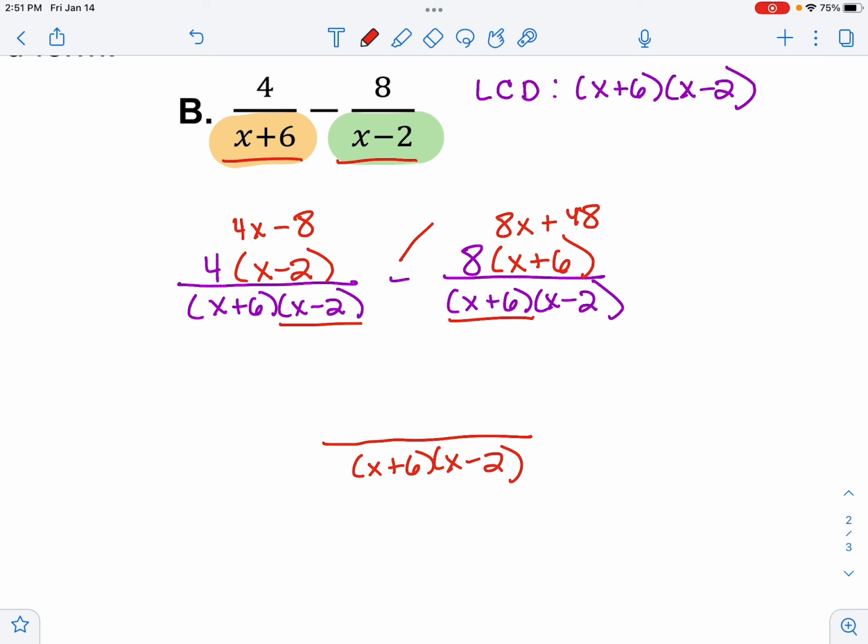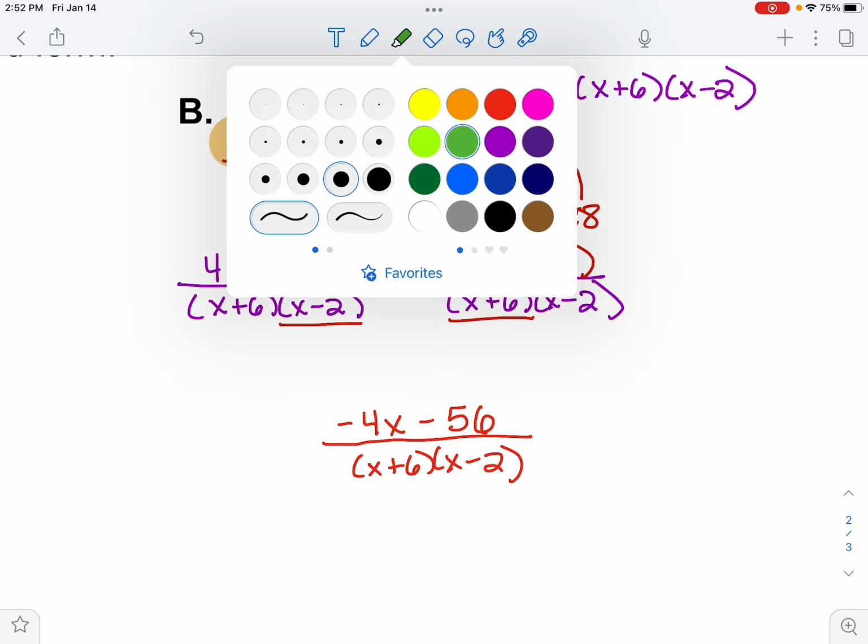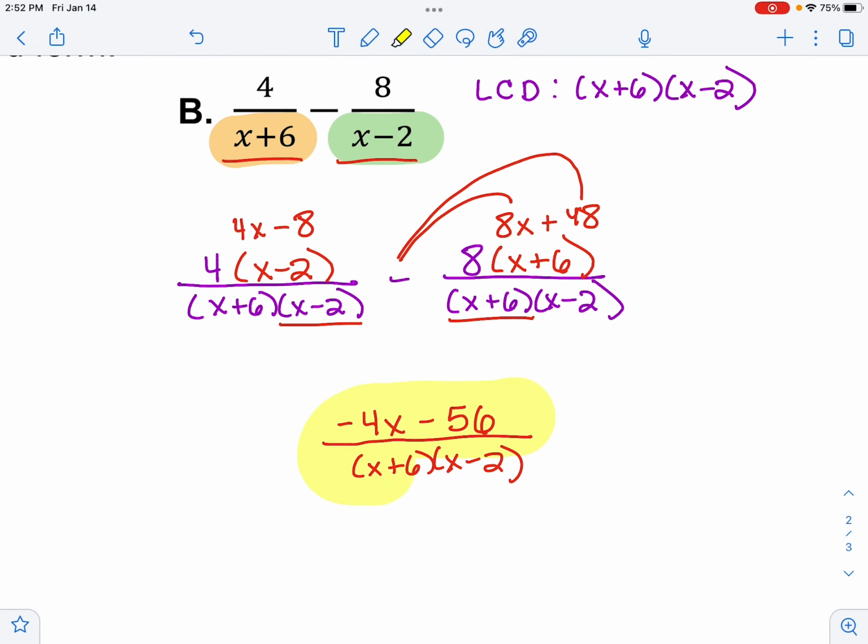And what you have to be careful of is that you need to subtract the 8x and you have to subtract the 48, okay? So you end up with 4x minus 8x is negative 4x, and then negative 8 minus 48 is negative 56. Okay, you could take out a negative 4, you would get x plus 14. That's not going to cancel any of your factors in the denominator, so you could just leave your answer like this.